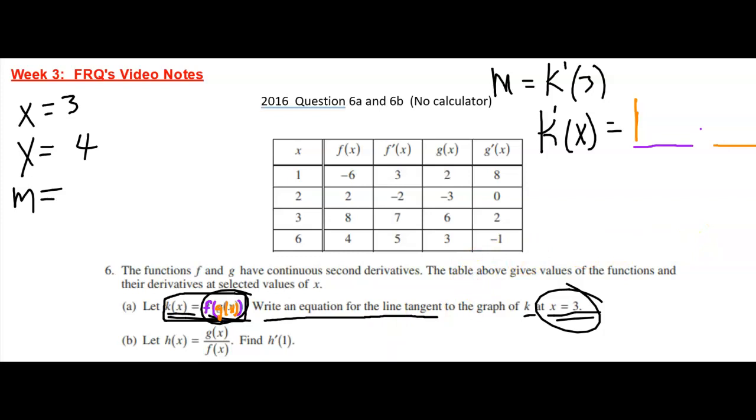Change my colors here. And when we do that, the inside doesn't change, so that's just g in there. And then we're going to multiply that by the derivative of the inside, the g function. So that would be g prime. Now I want to find k prime of 3, right? So now after I take my derivative, I'm going to plug in the number 3. So here we go.